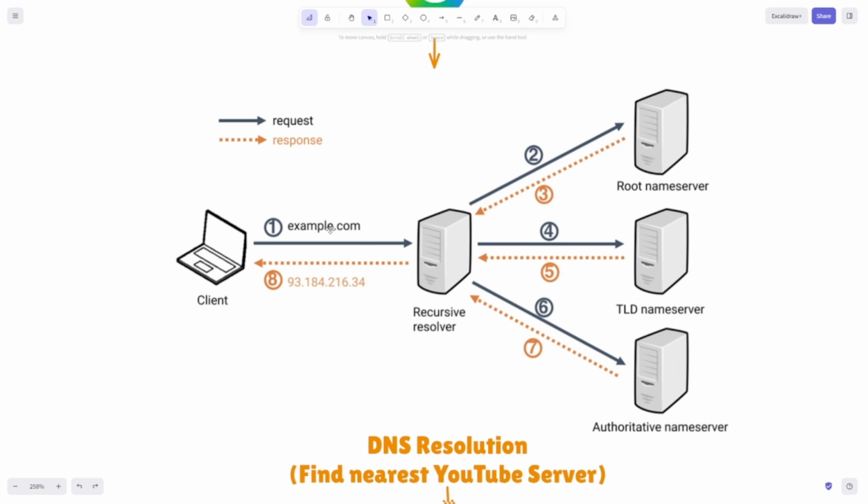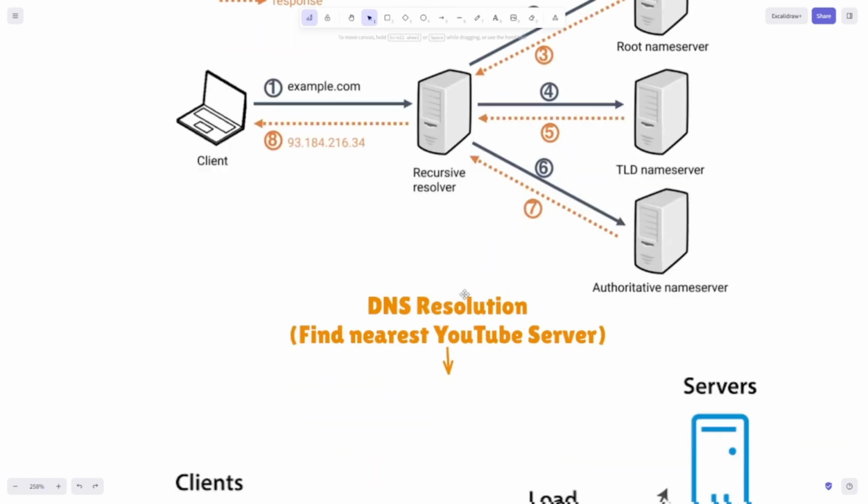We have got example.com, that is your domain name, and the one which you see here is called the IP address. So before contacting YouTube, your computer asks the DNS server, can you tell me the IP address of youtube.com? The DNS server replies with the appropriate IP address. Now your browser finally knows where to send that request.